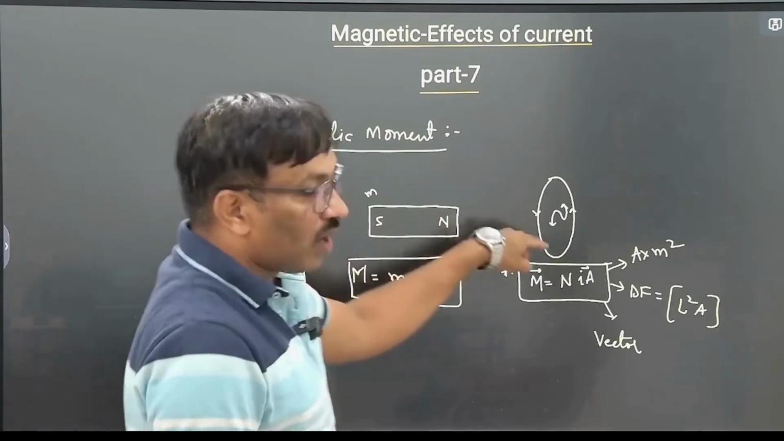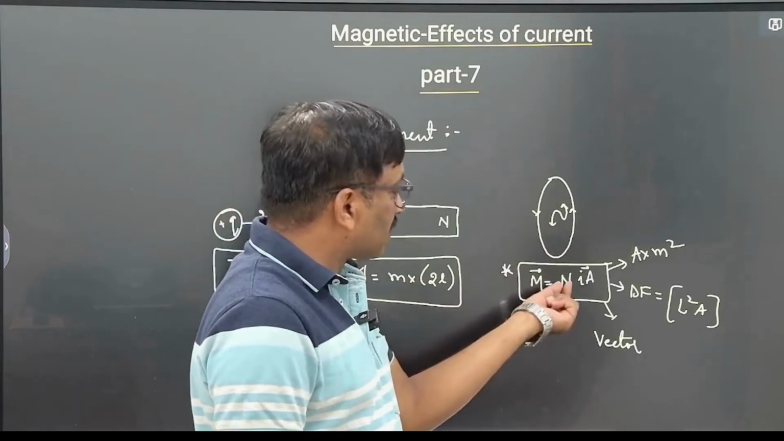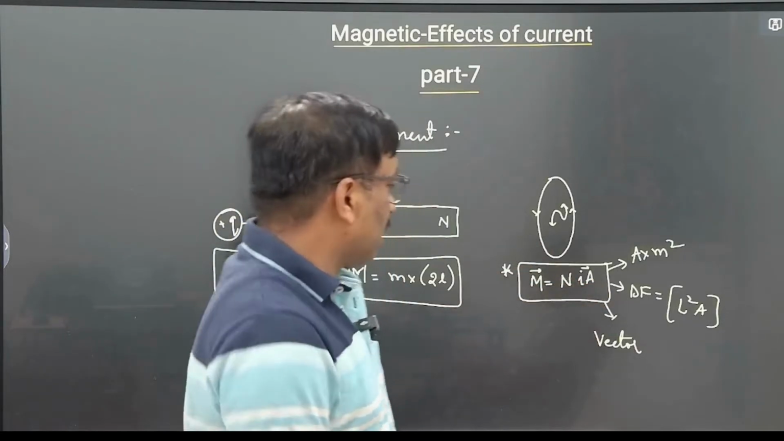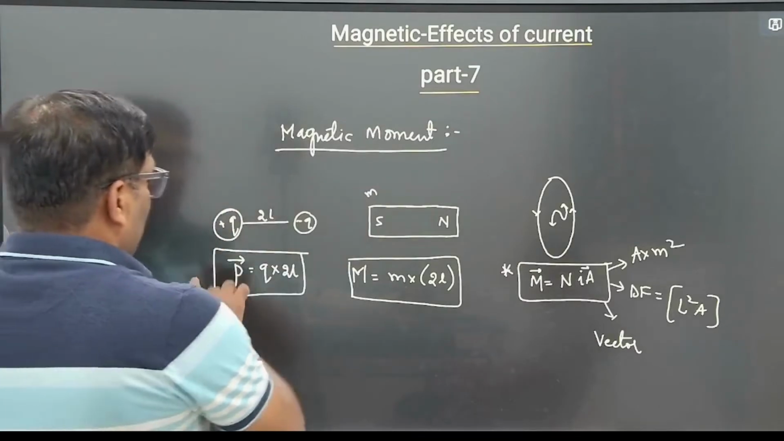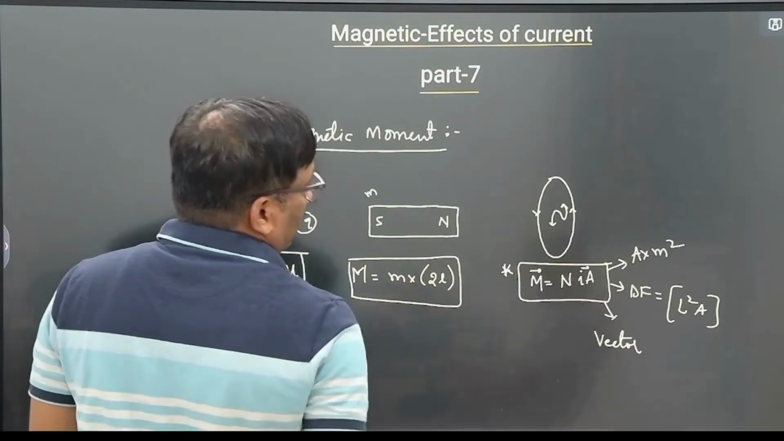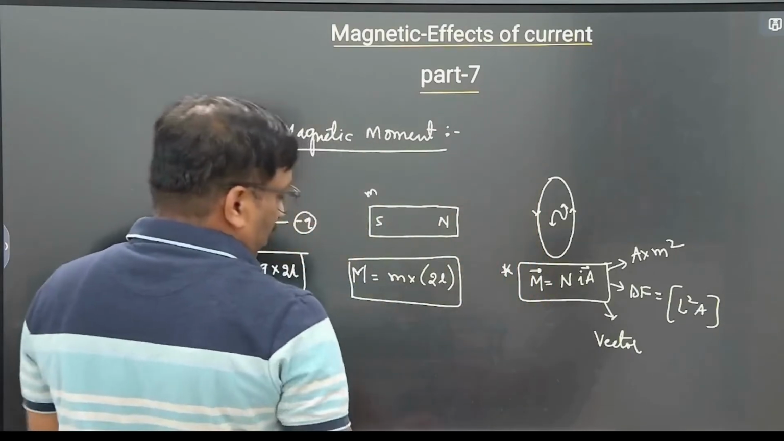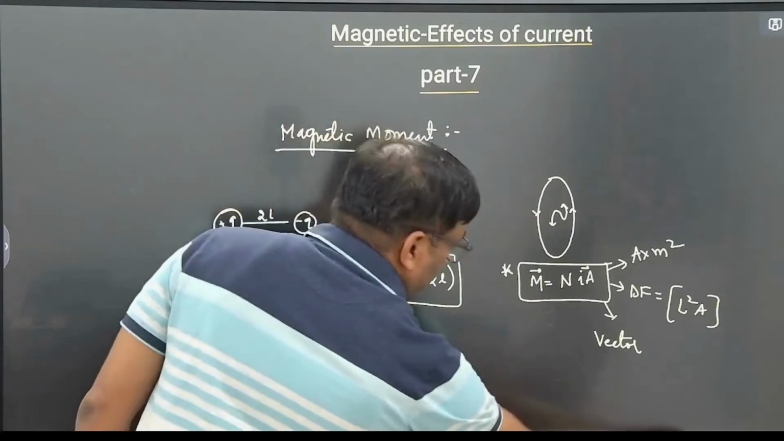But a current carrying coil is also a dipole. For this, magnetic moment can be defined as number of turns into current into area. So dipole moment is a vector quantity, right? So what is the direction of this now? Therefore you have to use the right hand thumb rule to find the direction. Let us see one simple application on this clearly.